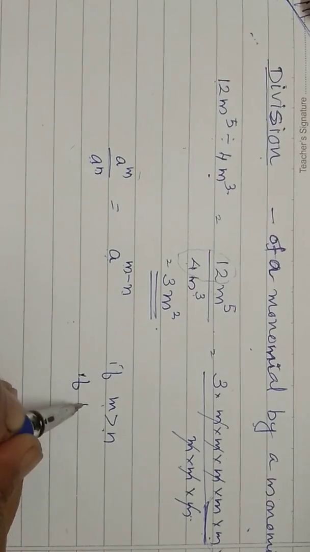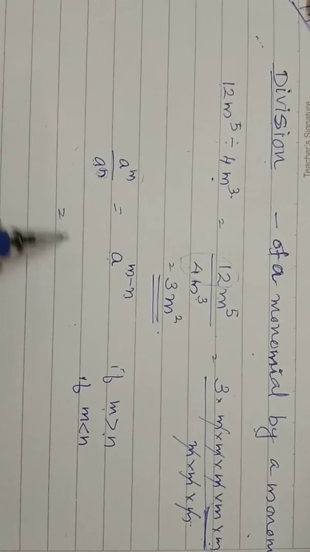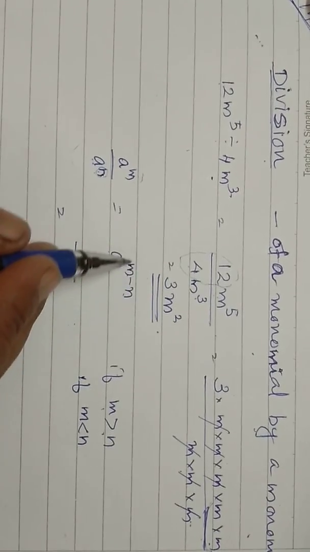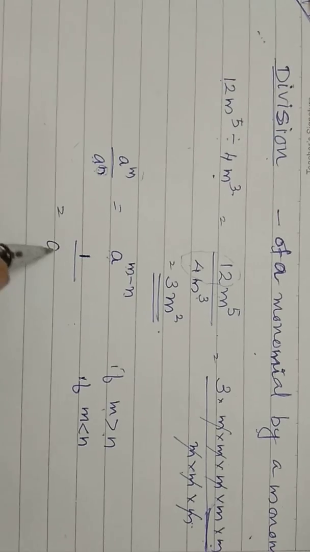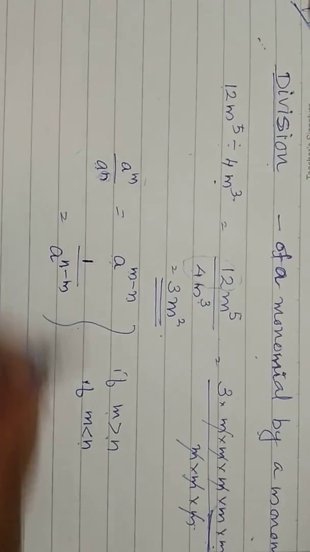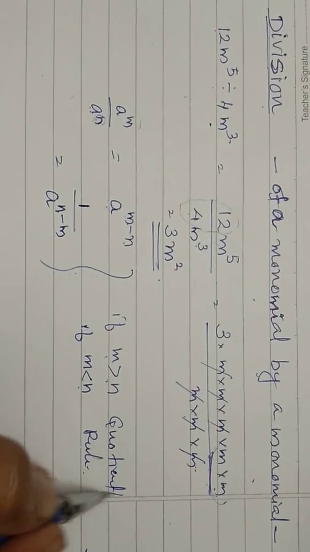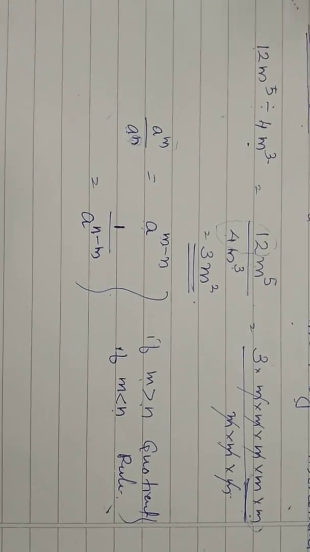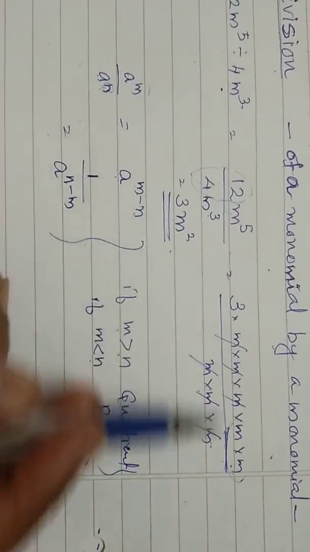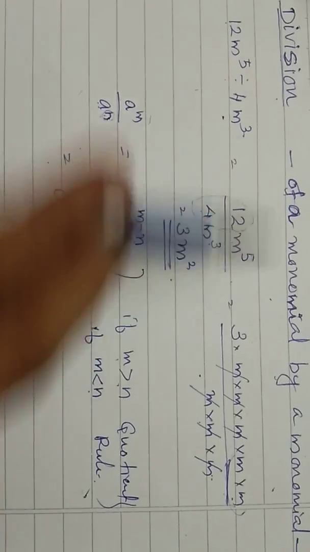But if m is less than n, that means the power of the denominator is greater, we have to take it to the denominator. The subtraction of exponents must be done in the denominator. This is a raised to n minus m, because n is greater. It is the rule. This rule is known as the quotient rule of exponents. You will study exponents in the 7th standard, but we are using this law here. If you want to use this, otherwise you can write the expanded form and cancel the like terms. That way also you can do it, okay, because you are studying this method for the first time.